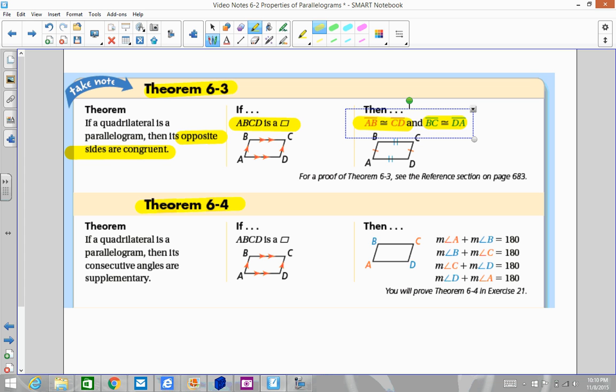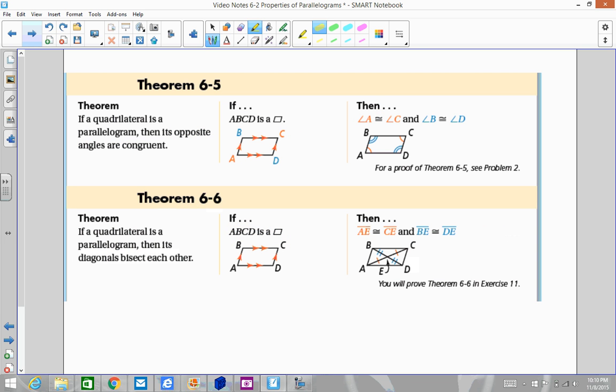All right, our next theorem is Theorem 6-4. It says that if a quadrilateral is a parallelogram, then the consecutive angles are supplementary. So that means if you have this parallelogram, then A and B are supplementary. B and C are supplementary. C and D are supplementary, and D and A are supplementary. Okay, so we got supplementary angles. So that's our next theorem.